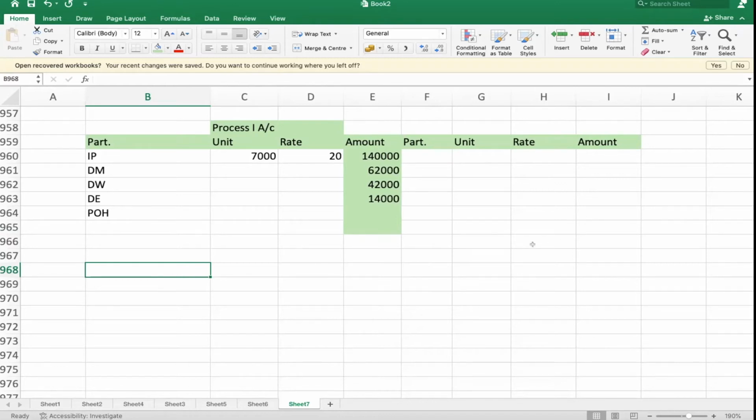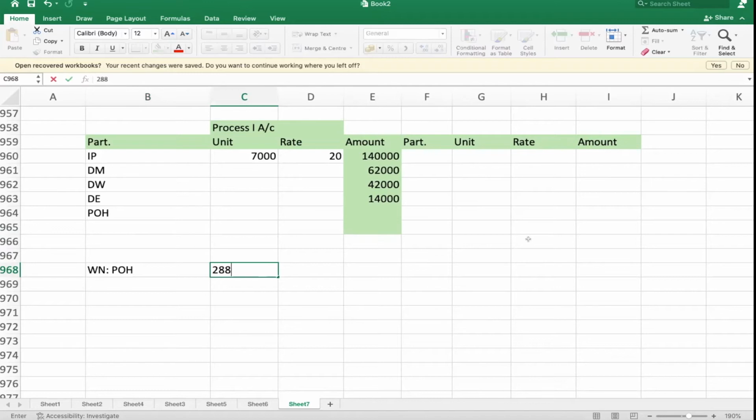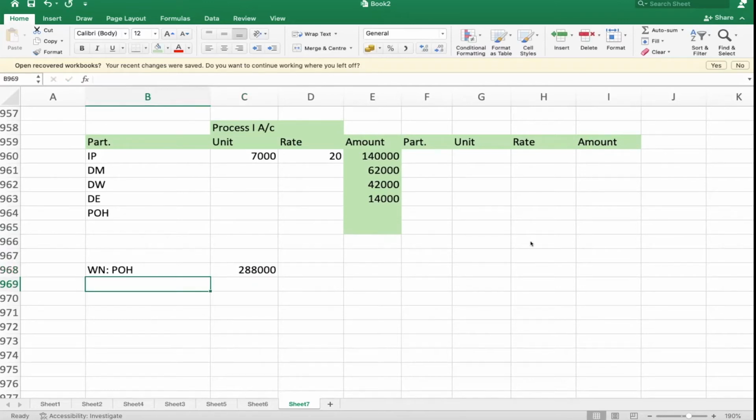Now, listen here. Then we have to prepare a working note with respect to production overhead. How much is the total production overhead? 2,88,000 for process 1, process 2, process 3 together. Am I right? Total production overhead to produce the product. That you have to apportion among process 1, process 2, process 3 in what ratio?